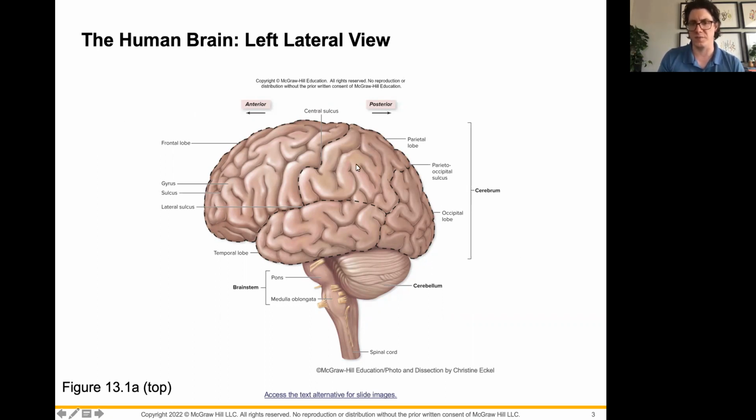Then we have the parietal lobe on the side, under the parietal bone. Occipital lobe is the one that's at the back. And then finally, we have the temporal lobe. Okay, so frontal, parietal, occipital, and temporal.